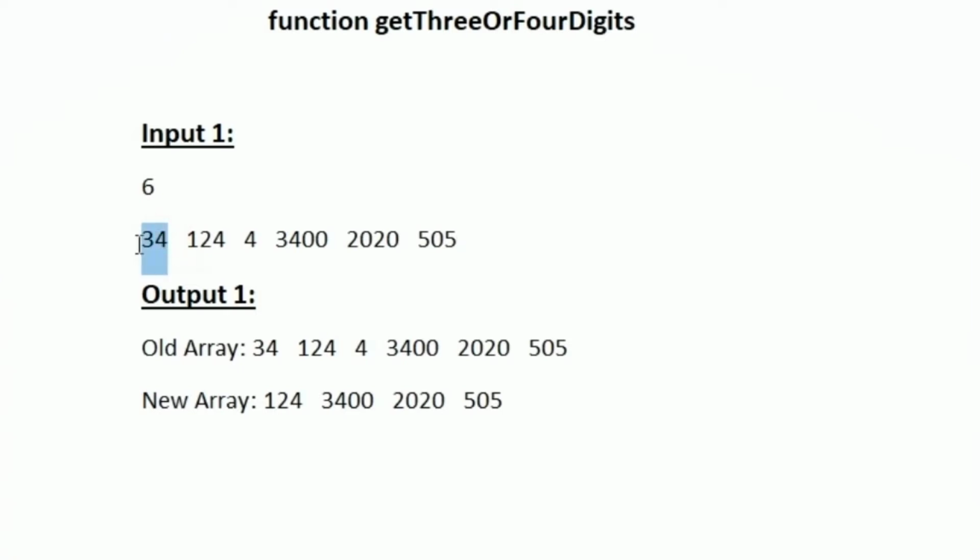The first integer is 34. It has only 2 digits, so it is not valid. And then the next integer is 124. It has 3 digits, so it is valid. I am highlighting the valid integers in red color.